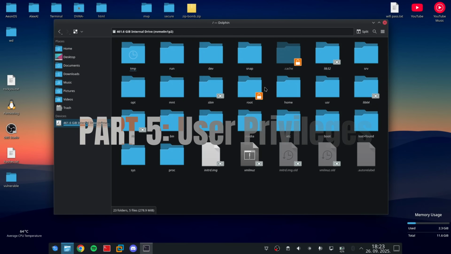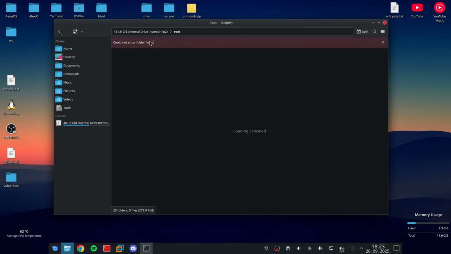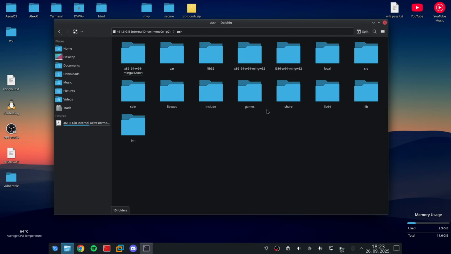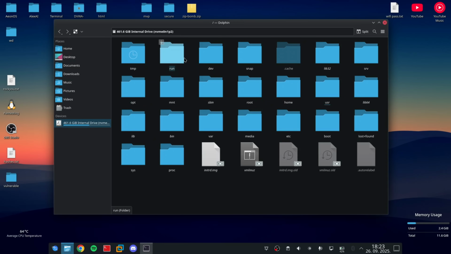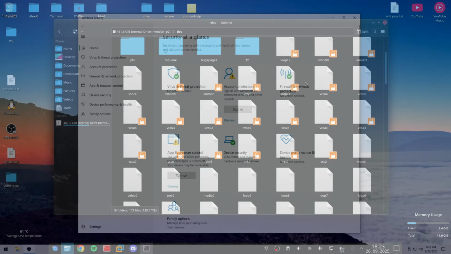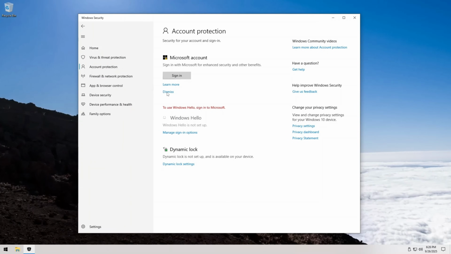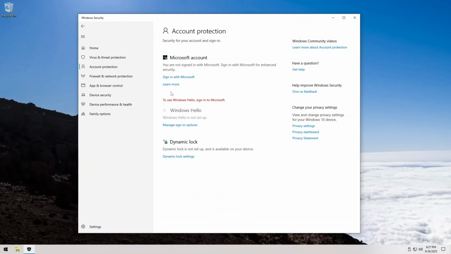Part number 5. User privileges. Here's something most beginners don't realize. The way Linux handles permissions is very different from Windows. For decades, Windows users often ran their computers as administrators by default. That means malware had the same level of access as the user, basically full control. That's why viruses spread so easily on Windows.